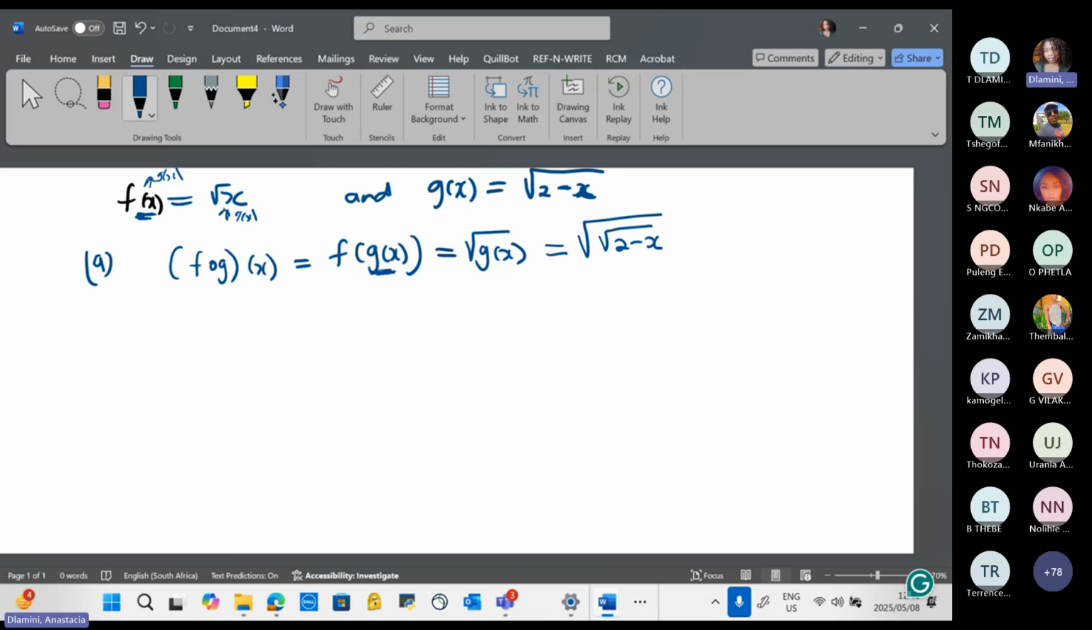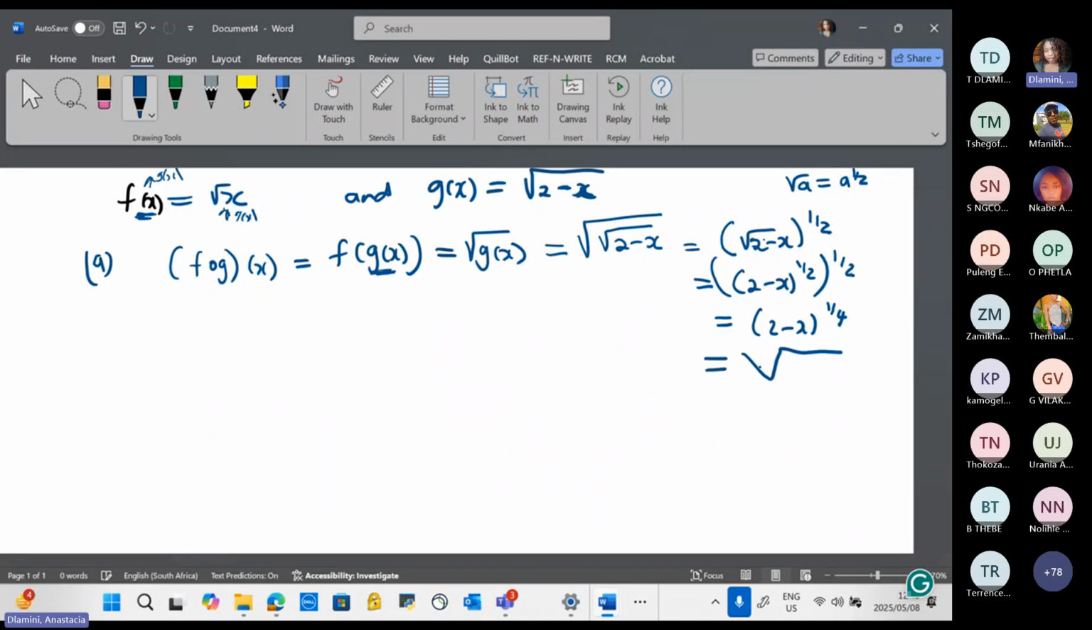But we can't leave it like that. I said the square root of a is the same as a to the power of what? Last time, a to the power of 1 over 2. So the outside square root is the square root of 2 minus x to the power of 1 over 2. Now the inside one will be 2 minus x to the power of 1 over 2 to the power of 1 over 2. And we know 1 over 2 times 1 over 2 is 1 over 4. So this is 2 minus x to the power of 1 over 4. And if you put this in root form, it will be the fourth root of 2 minus x.